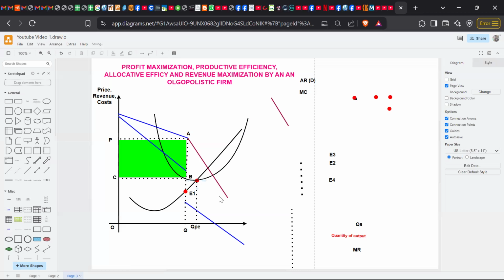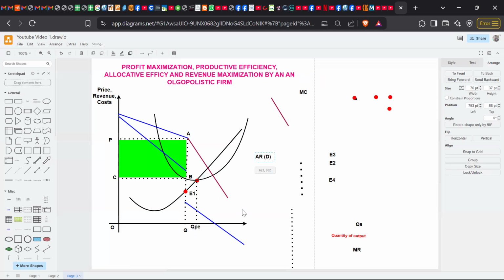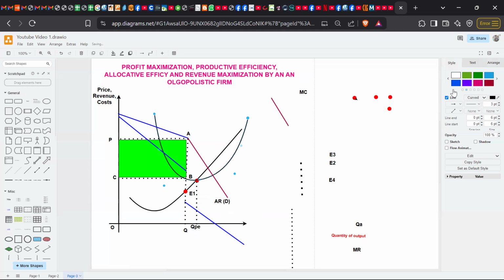What price will be there at that increased level of output? You have to look into the average revenue curve, which is the demand curve. Average revenue curve is the demand curve here. Okay, let me change the color of the cost curve so that it will be easier for you guys to grasp.